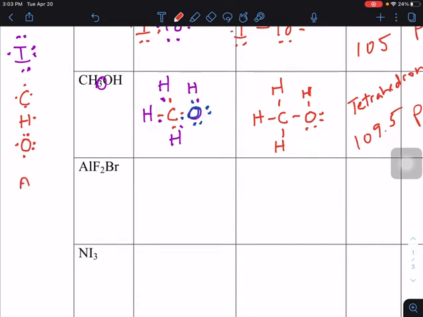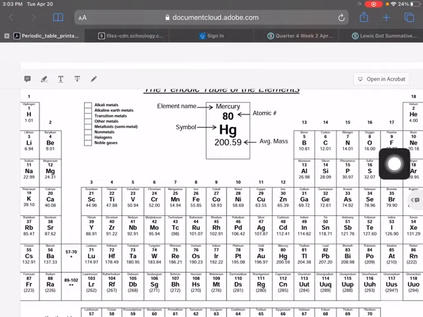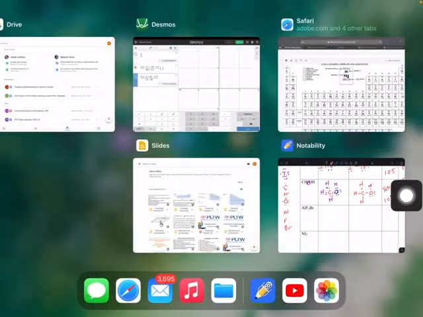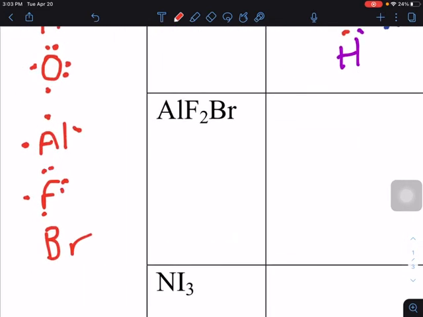AlF2Br. Al, F, and Br. Okay, so F is group 17, Br is group 17. They both have 7 valence electrons. Aluminum is group 13, 3 valence electrons. Okay, so we have 1, 2, 3, and these are going to have 7. Let's give us a little space here. Fluorine has 7, bromine has 7.